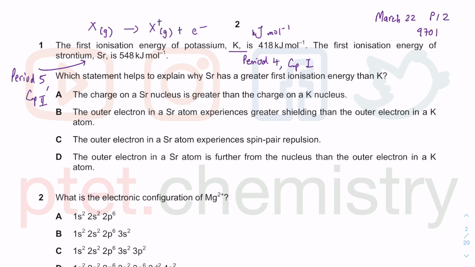We would normally associate going down from period 4 to period 5 with an extra shell, and therefore these electrons are more shielded. But when we look at this value, it seems it is actually more difficult to remove the valence electron from strontium than to remove the valence electron from potassium. So this is pretty counterintuitive actually. So you've got to read the value.